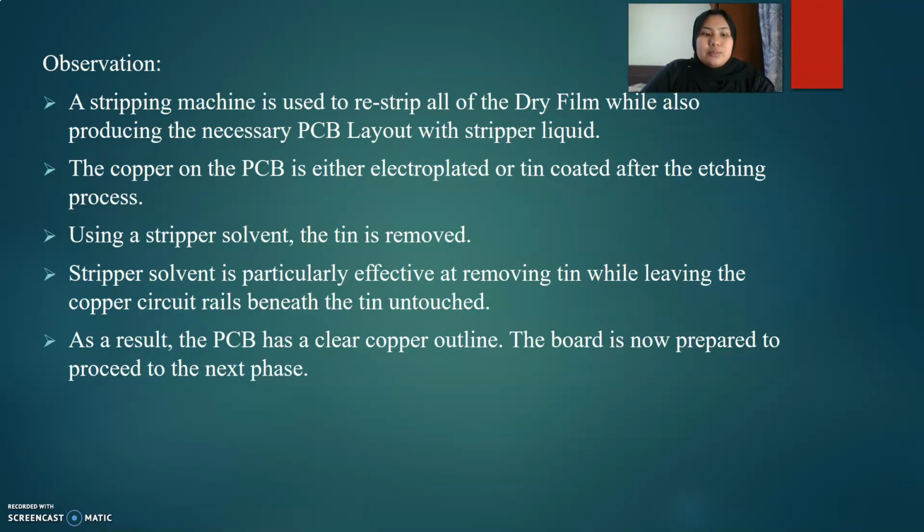And fourth, the stripper solvent is particularly effective at removing tin while leaving the copper circuit beneath the tin untouched. And the last one is, as a result, the PCB has a clean copper outline, so the board is now prepared to proceed to the next phase.